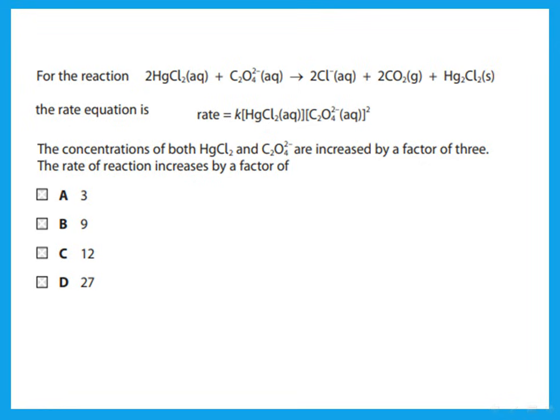For this reaction, he gives me again the rate equation, and he says the concentrations of HgCl2 and C2O42- are increased by a factor of 3. Remember, if we increase by a certain factor, so what you have there is the concentration of HgCl2 is increased by a factor of 3. Now, the C2O42-, what would happen to the rate if I increase by a factor of 3? It is 3 to the power 2. And remember that the overall rate is the multiplication of these. So the overall rate will increase by a factor of 27.